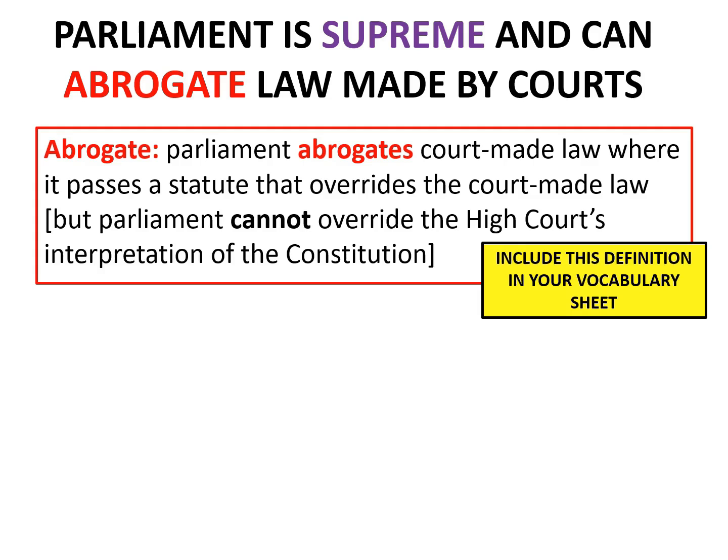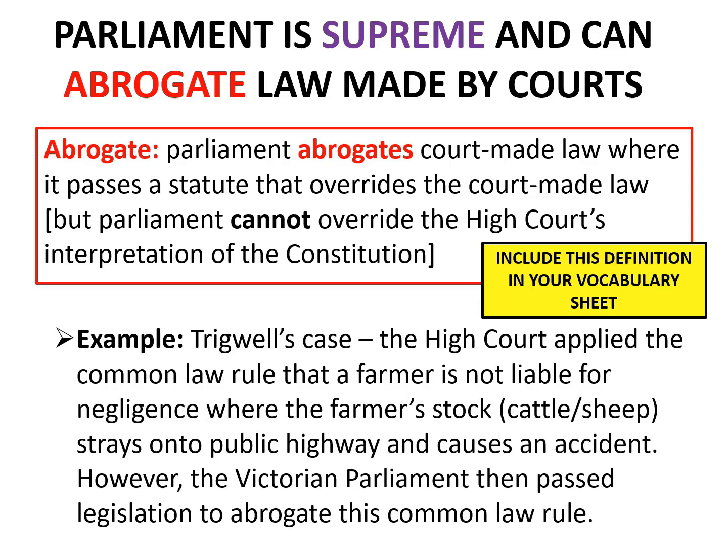An example of Parliament abrogating a court-made law is when the Victorian Parliament passed legislation to override a long-standing principle of common law that a farmer is not liable in negligence where the farmer's stock, that is, the farmer's cattle or sheep, stray onto the public highway and cause an accident. You'll recall that Trigwell's case was the case of a couple, the Trigwells, who were driving along a road when some sheep strayed onto the road, causing a car coming in the opposite direction to swerve and hit the Trigwells' car, severely injuring the Trigwells.